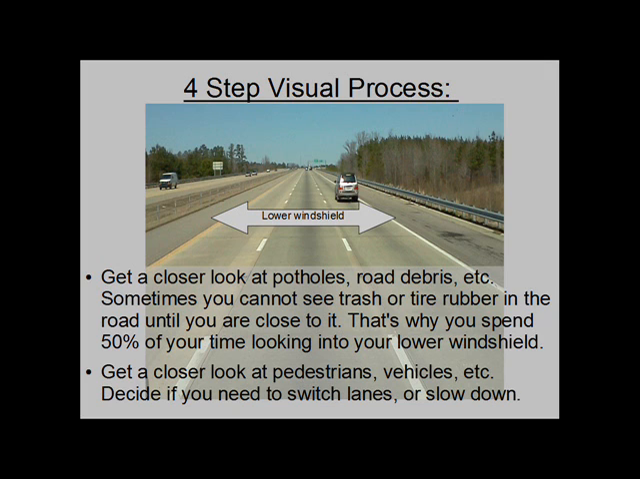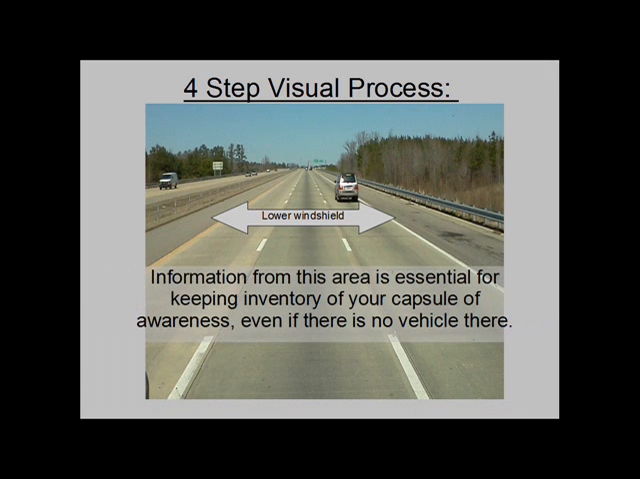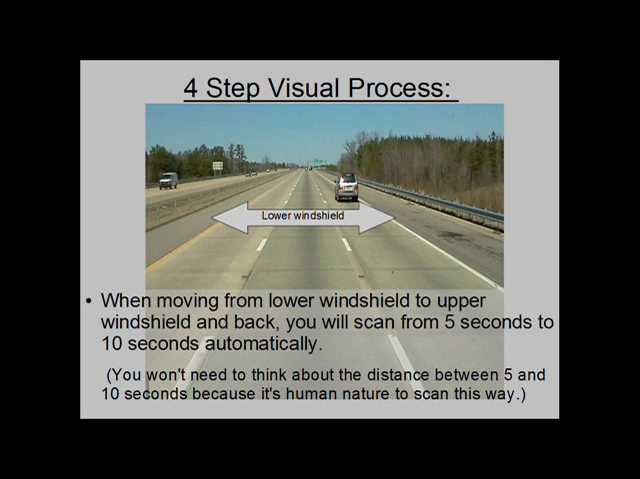Get a closer look at pedestrians and vehicles on the side of the road. Decide if you need to switch lanes or slow down. You will be looking at your 5-second following time regardless if there is a car there or not, because you need the information provided there to maintain your inventory of your capsule of awareness. When moving from lower windshield to upper windshield and back, you will scan from 5 seconds to 10 seconds automatically, so you won't need to think about the distance between 5 and 10 seconds because it's human nature to scan this way.